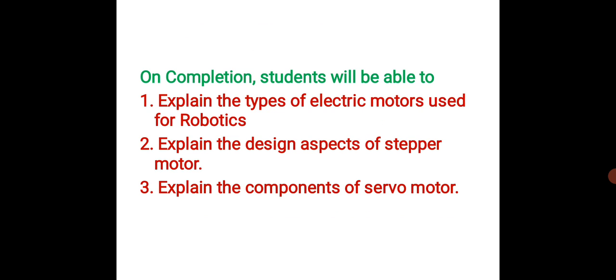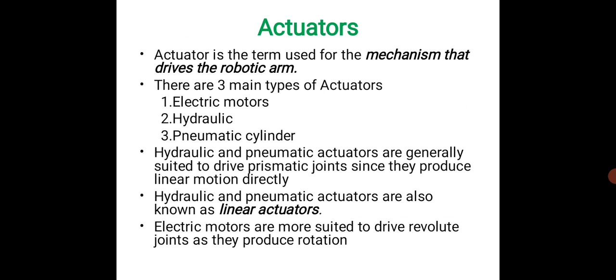On completion, the student will be able to explain what are the types of electric motors used in robotics, and they'll be able to explain the design aspects of stepper motor, and they'll be able to explain the components of servo motor. So here we term it as actuator. It is a term used for the mechanism that drives the robotic arm. There are three main types of actuators: electric motors, hydraulic, pneumatic cylinder.